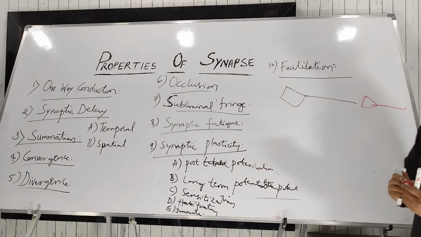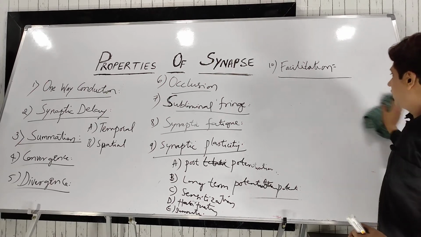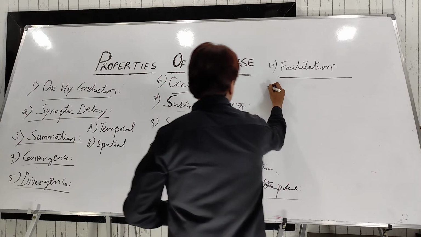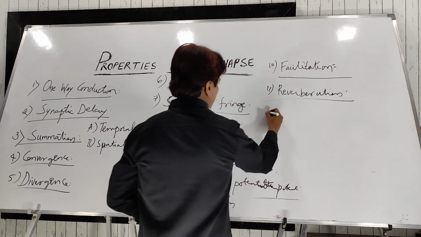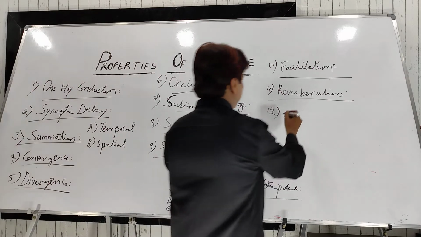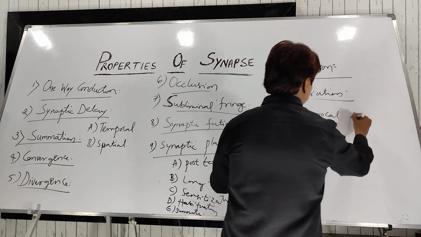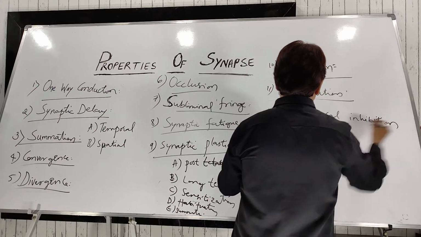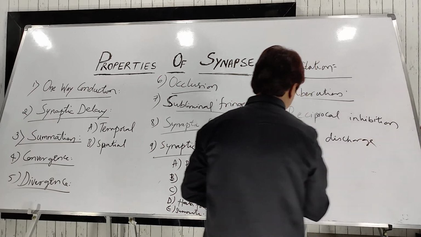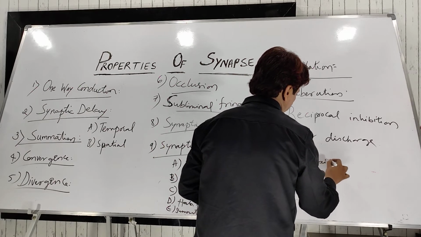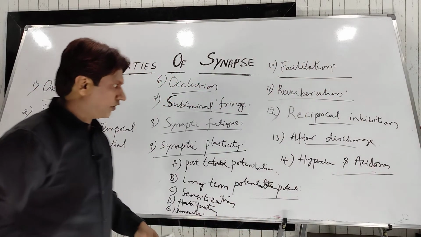Like synaptic plasticity, it will learn by its experience. Okay, so this is the property of facilitation. Then we have reverberation, reciprocal inhibition, after discharge, then effect of hypoxia and acidosis on synapse. Okay, so there are so many properties here. I'll just enumerate the properties first, then describe them. Let me quickly tell what this reverberation and reciprocal inhibition are.